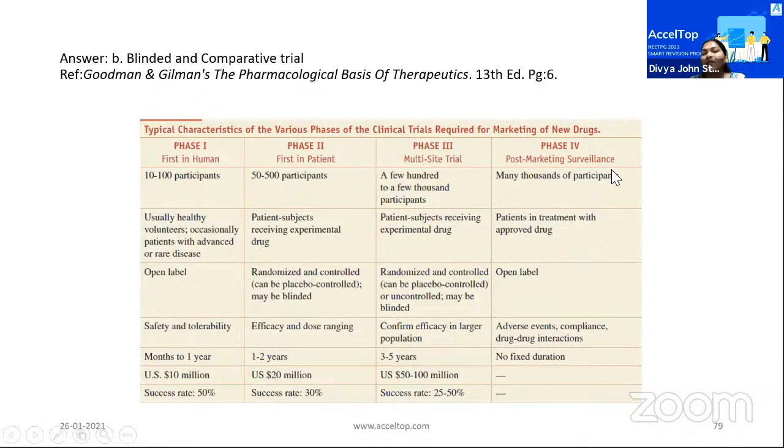Okay, and in phase 4, which is otherwise called as post-marketing surveillance, many thousand patients or participants are exposed to the treatment in an open label form. Okay, so the prescriber knows what drug they are giving, the receiver knows that they are getting a new drug, and anything that happens has to be updated periodically for the first 4 years of the new drug. Okay, so what is the primary concern here is your adverse event monitoring, compliance, drug-drug interactions.